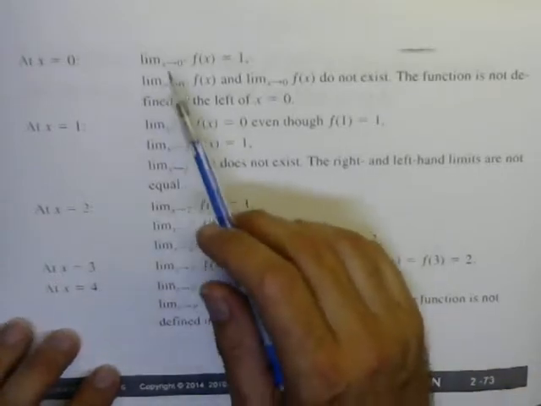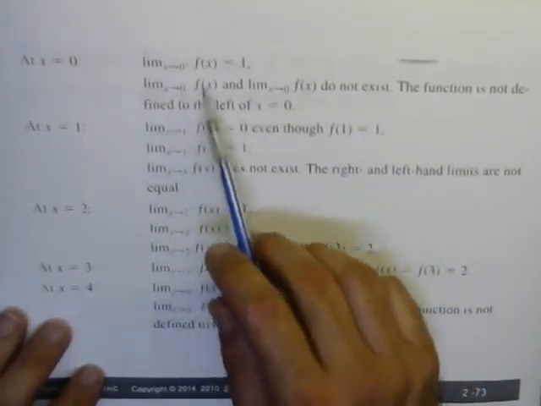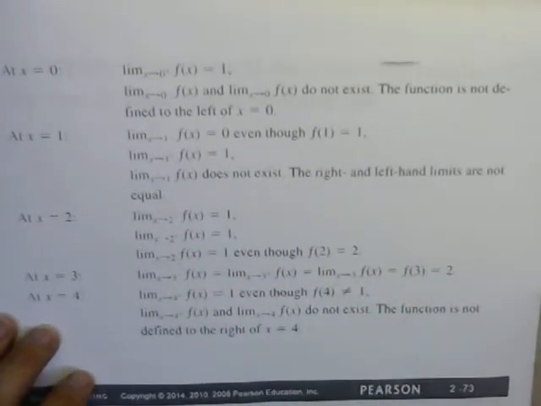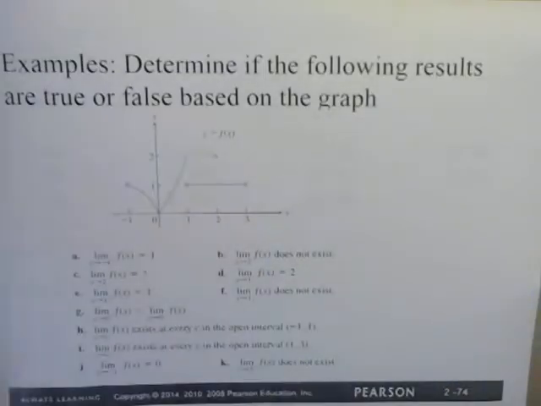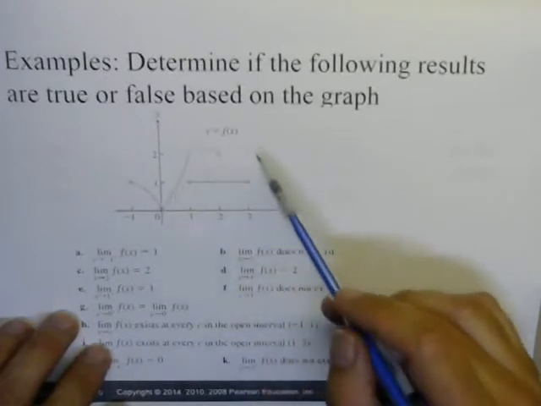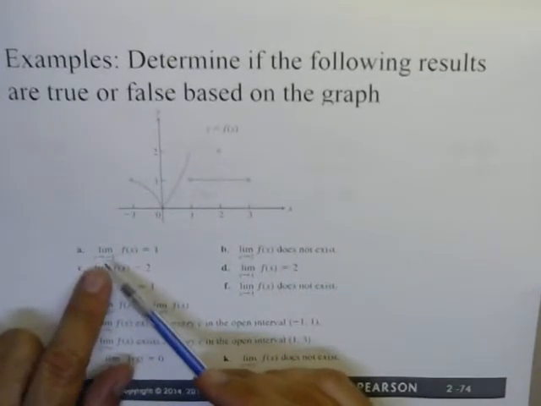So this is just a restatement of all the answers I just gave you. You can pause the video and look at this if you want, but this is basically what I just said. Here's another example. Let's say we want to determine whether the following results are true or false based on this graph. So here I'm just getting used to the notation.